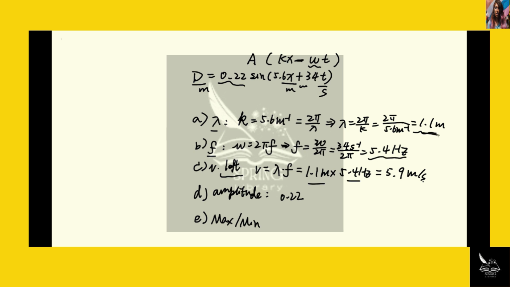If you did not approximate these two answers, and you use these two expressions to find the velocity, you might find velocity equals 6.1 meters per second. So these are just round-off errors. And part D is amplitude. We already know it's 0.22 meter. The next question asks us the maximum and minimum speed.